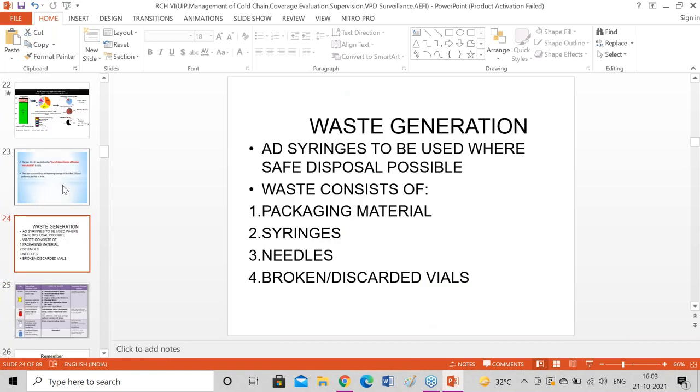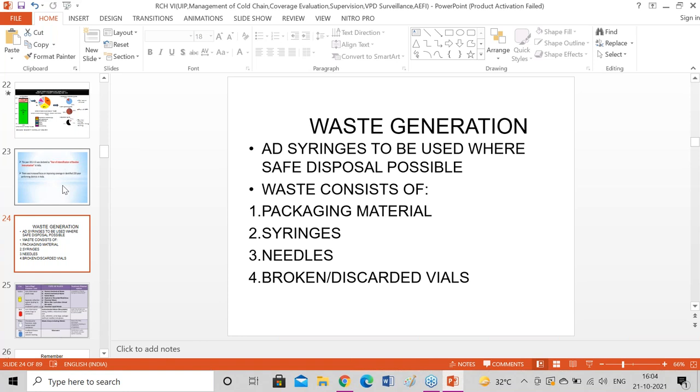Okay, so another topic that we are going to carry on in this is the waste generation in cases of vaccination sites or immunization sessions. You have certain waste that is generated. So how are those to be discarded? Suppose AD syringes are to be used where safe disposal is possible. Anywhere where safe disposal of these syringes is possible, we are going to use AD syringes.